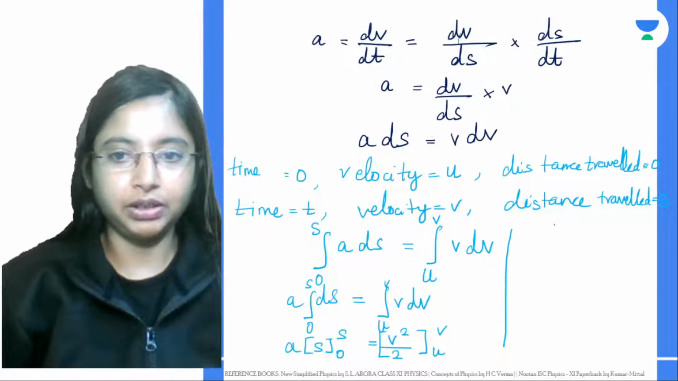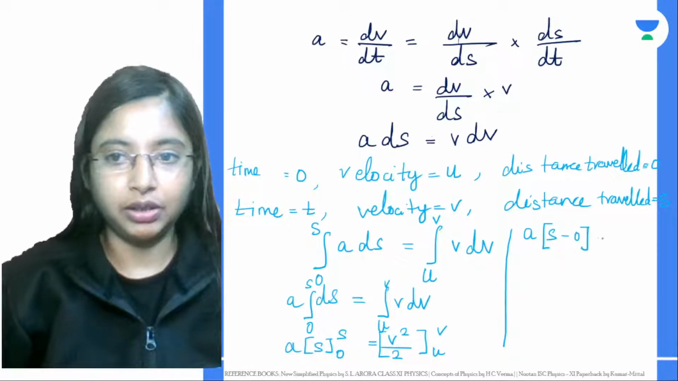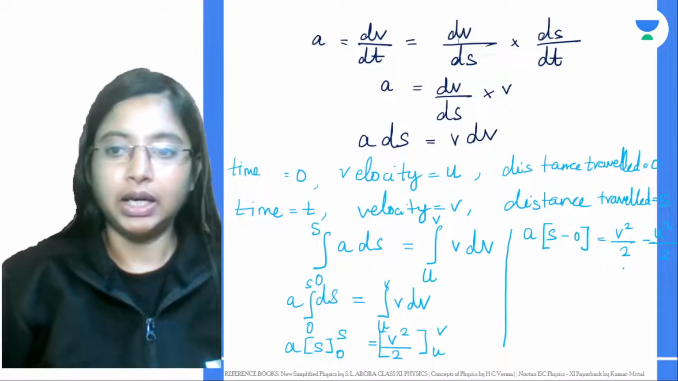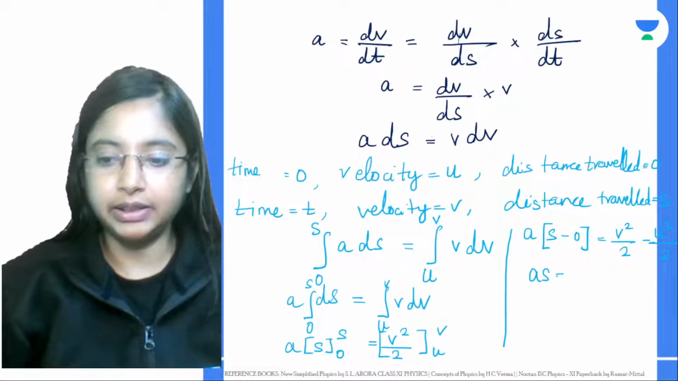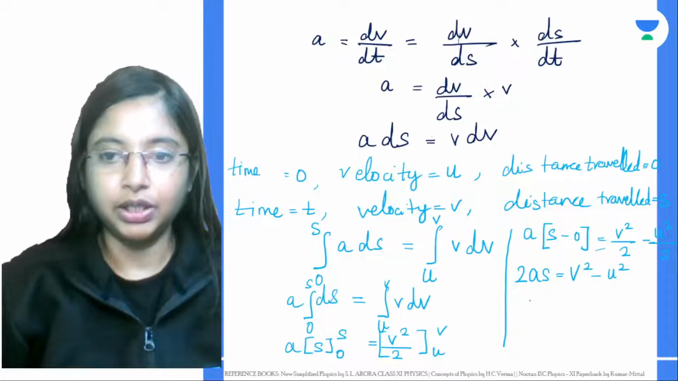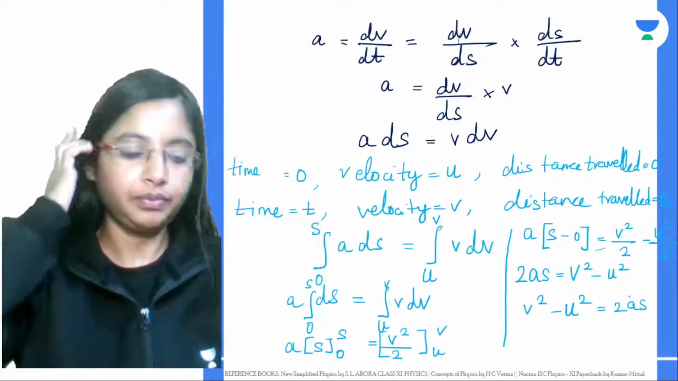So from here you get a times s minus 0, equal to v square by 2 minus, substituting the initial velocity u, u square by 2. Then a into s is equal to, bringing the 2 to the other side, v square minus u square. So you basically get the third equation of motion, which is v square minus u square is equal to 2as. This is by the calculation method.